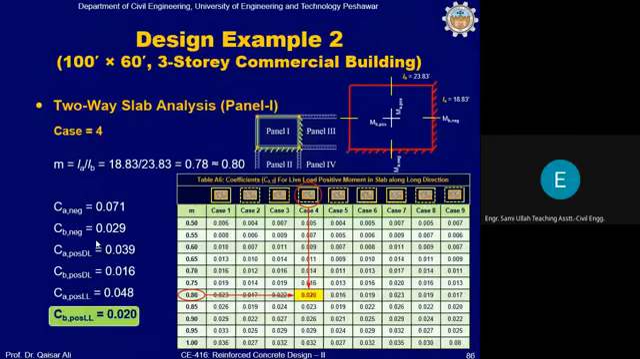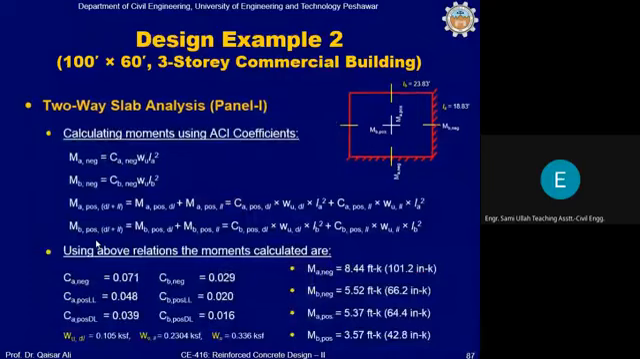Okay. So from these we can calculate the moments. These are the moment values. MA negative 8.44 foot kip. MB negative is 5.52 foot kip. MA positive 5.37 and MB positive 3.57.